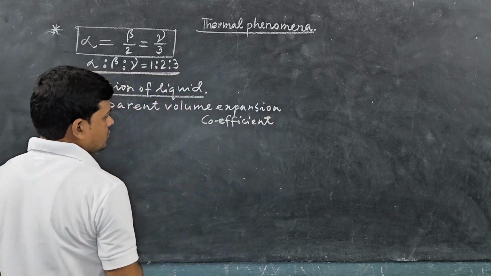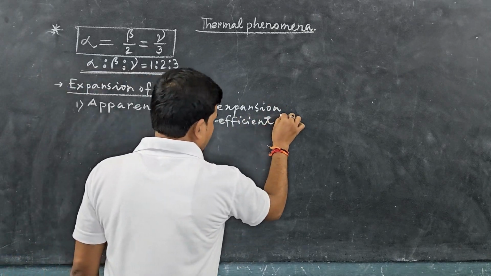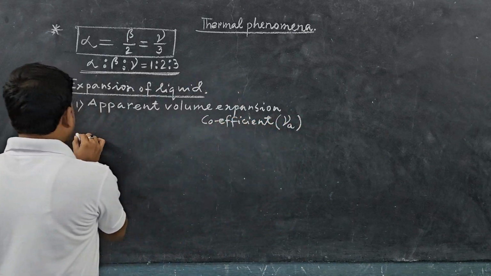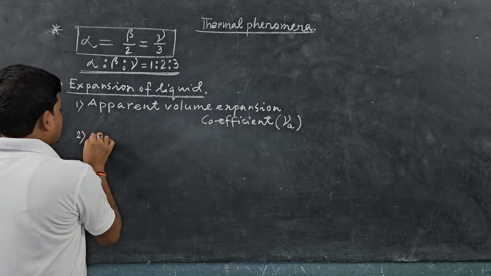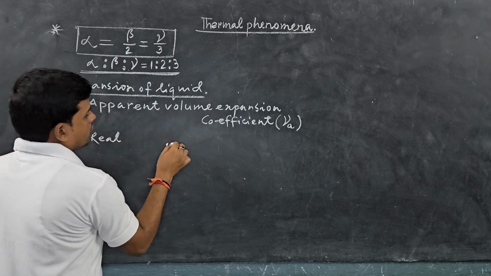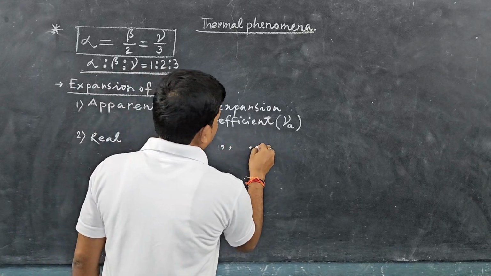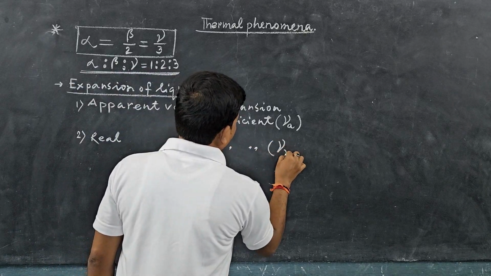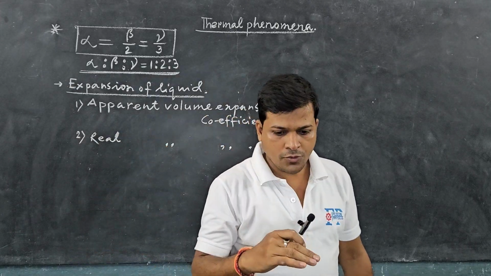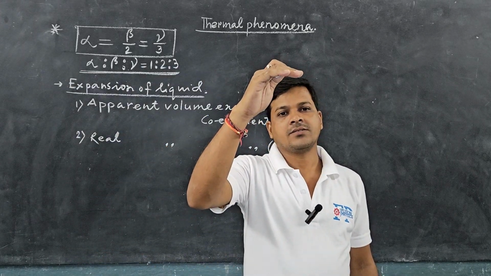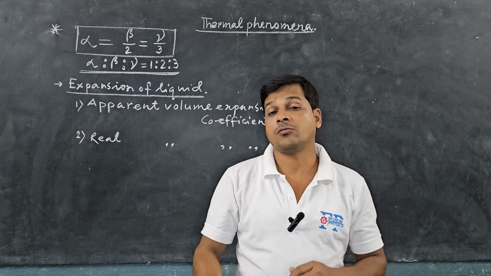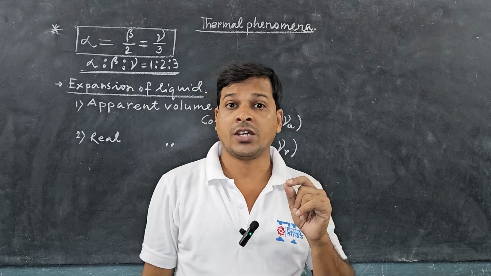Apparent volume expansion coefficient of the liquid, denoted by gamma A. And secondly, the real volume expansion coefficient of the liquid, denoted by gamma R. First the liquid level drops, after that it rises. This drop is due to the expansion of the material of the container in which the liquid is kept.